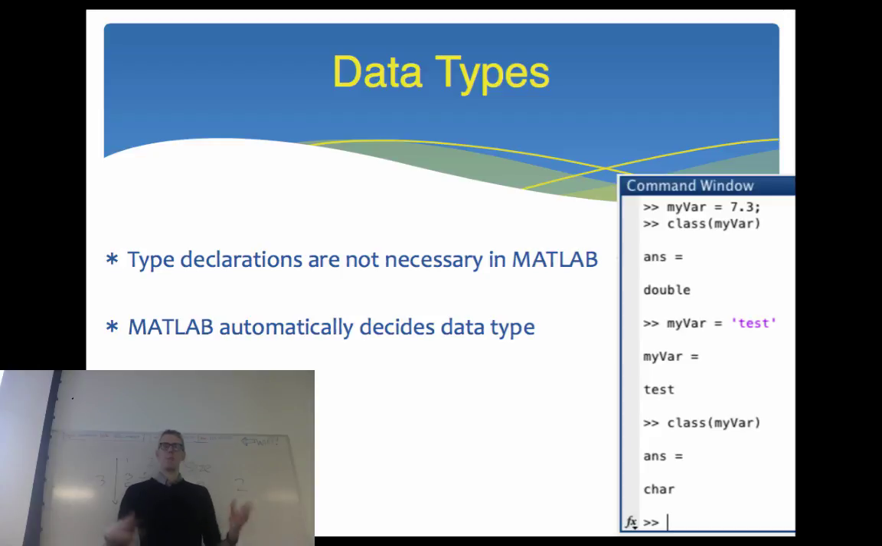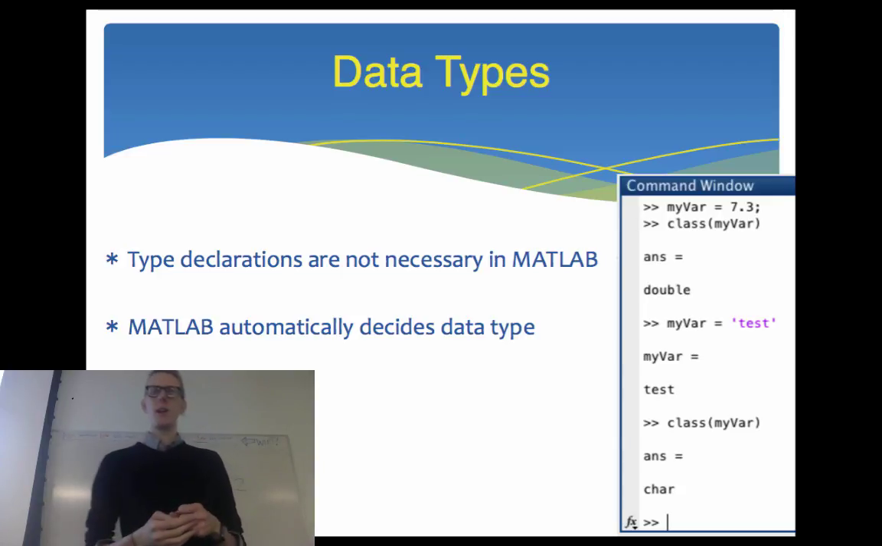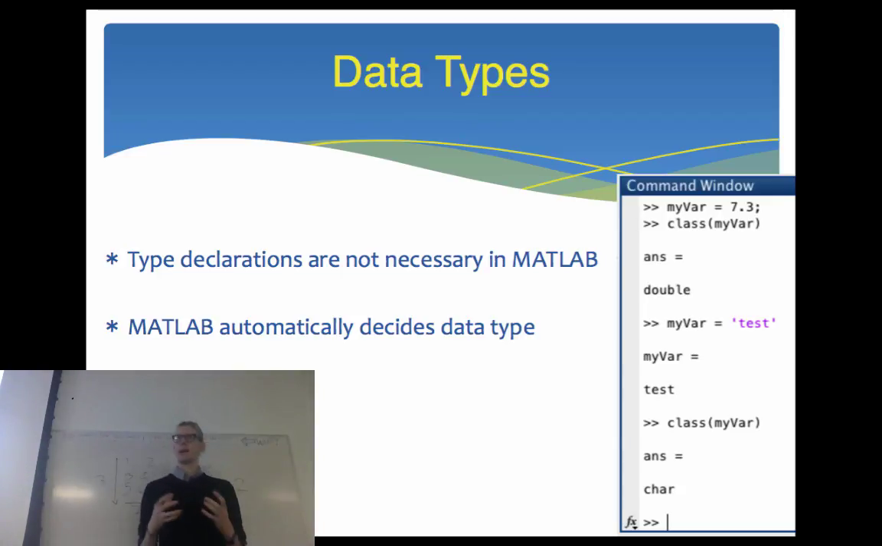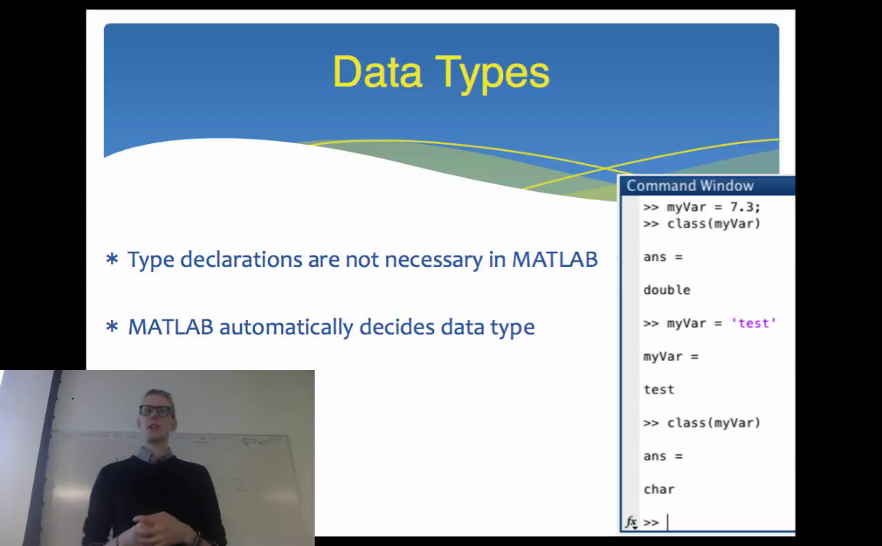In MATLAB, if you type myvar equals 7.3, MATLAB is also automatically going to think, that's a number, I need to store it as a number. And it stores it as this double data type. So if I do myvar equals 7.3, I can then use class brackets myvar, which will check the type of that data and tell me what MATLAB has interpreted it as. And you'll see it tells me that it's a double.